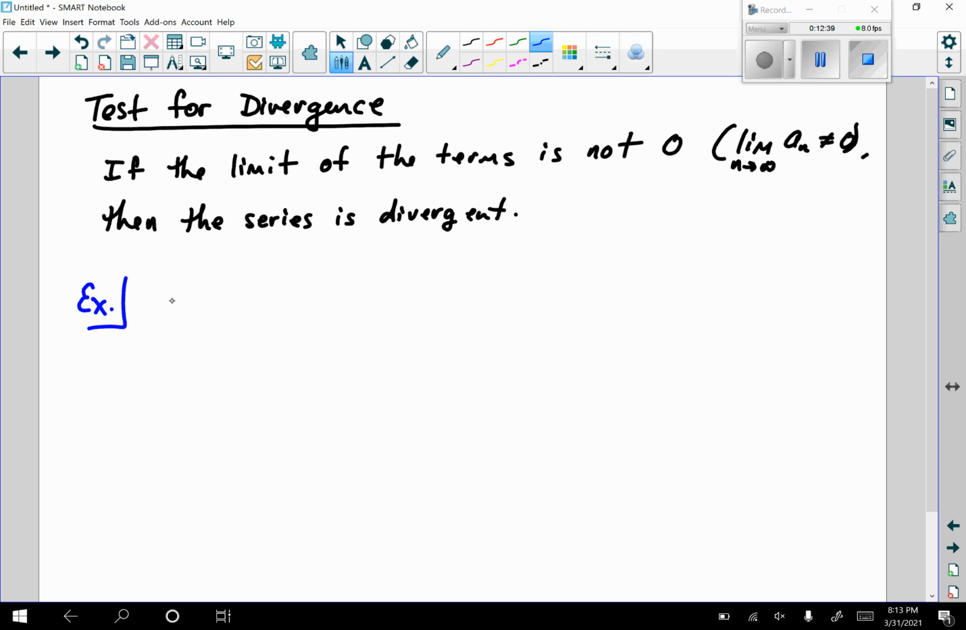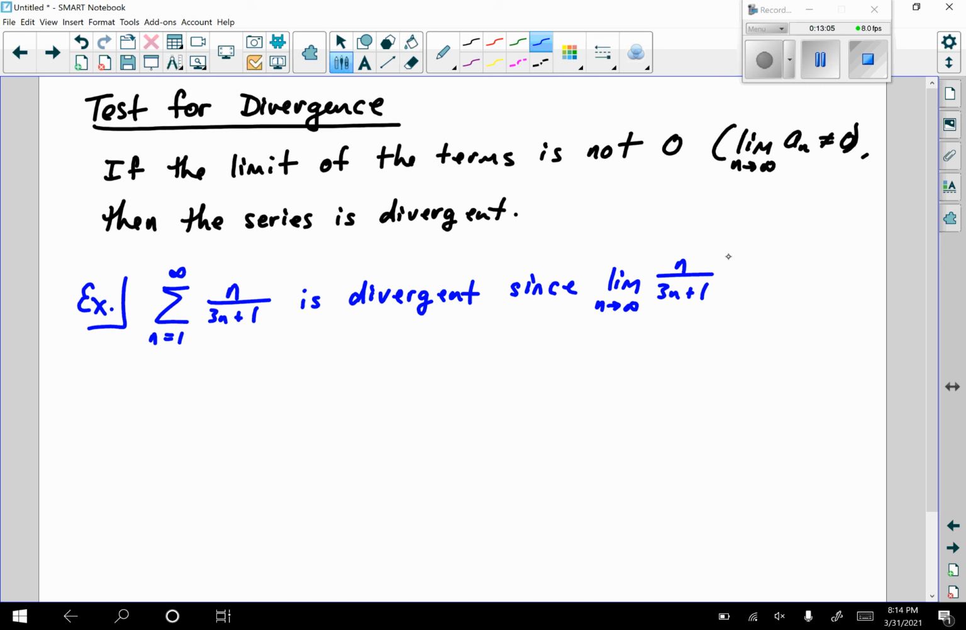I'll take a look at two examples. All right, so this series we'll say first is divergent, and then we'll take a look at why. Because if we were to look at the limit as n approaches infinity of n over 3n plus 1, again, we can just divide every term by n. So if we did that, we would get 1 at the top, 3 in our denominator, and then 1 over n would just go to 0. So this is equal to 1/3, not 0.